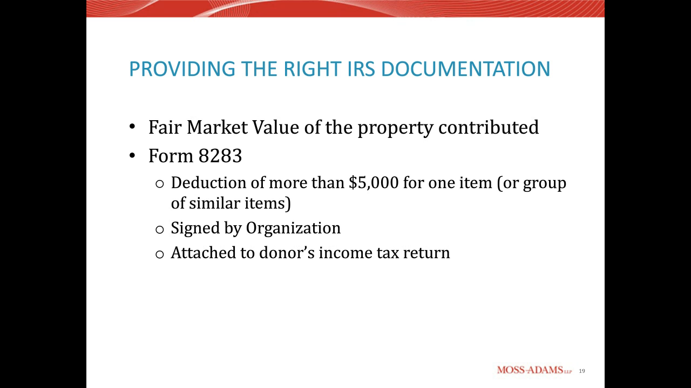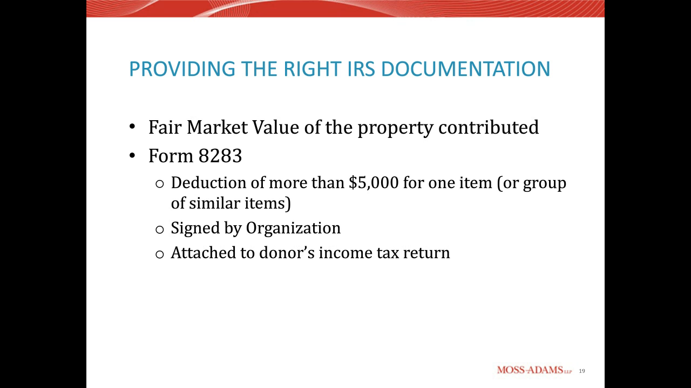This is a pretty standard form filed with an individual's tax return who gives a lot of charitable contributions, but likely your organization won't see Section A completed. Section B is really the one that applies to you most often. Section B is completed for property valued greater than $5,000.